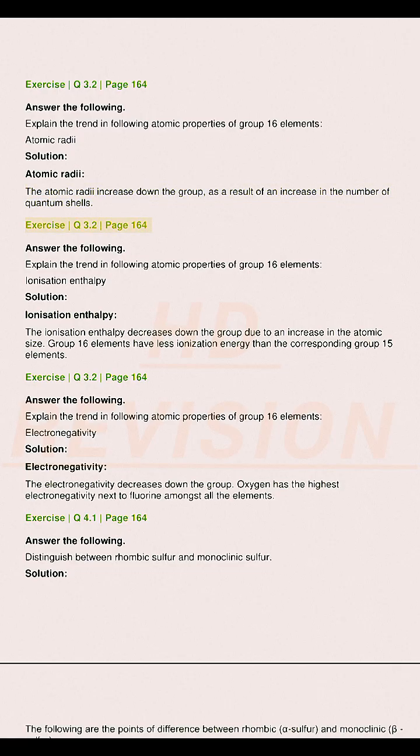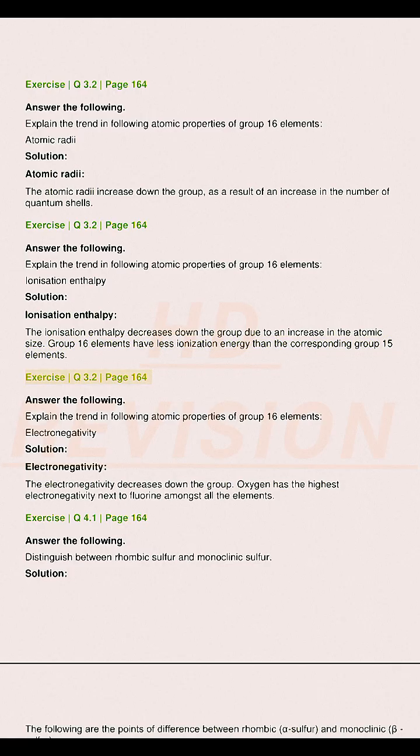Exercise Q 3.2, page 164. Answer the following. Explain the trend in following atomic properties of group 16 elements. Ionization enthalpy. Solution. Ionization enthalpy. The ionization enthalpy decreases down the group due to an increase in the atomic size. Group 16 elements have less ionization energy than the corresponding group 15 elements.